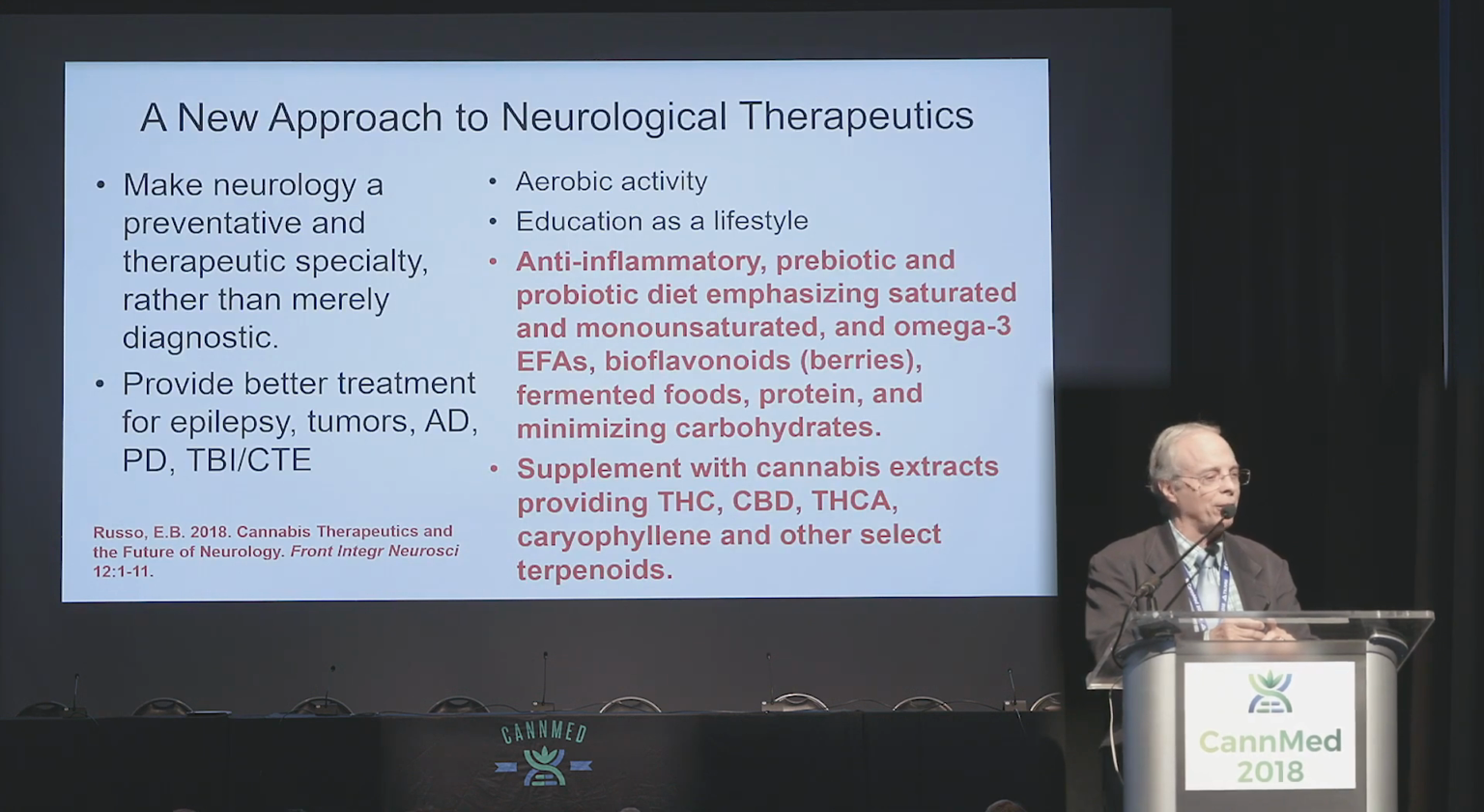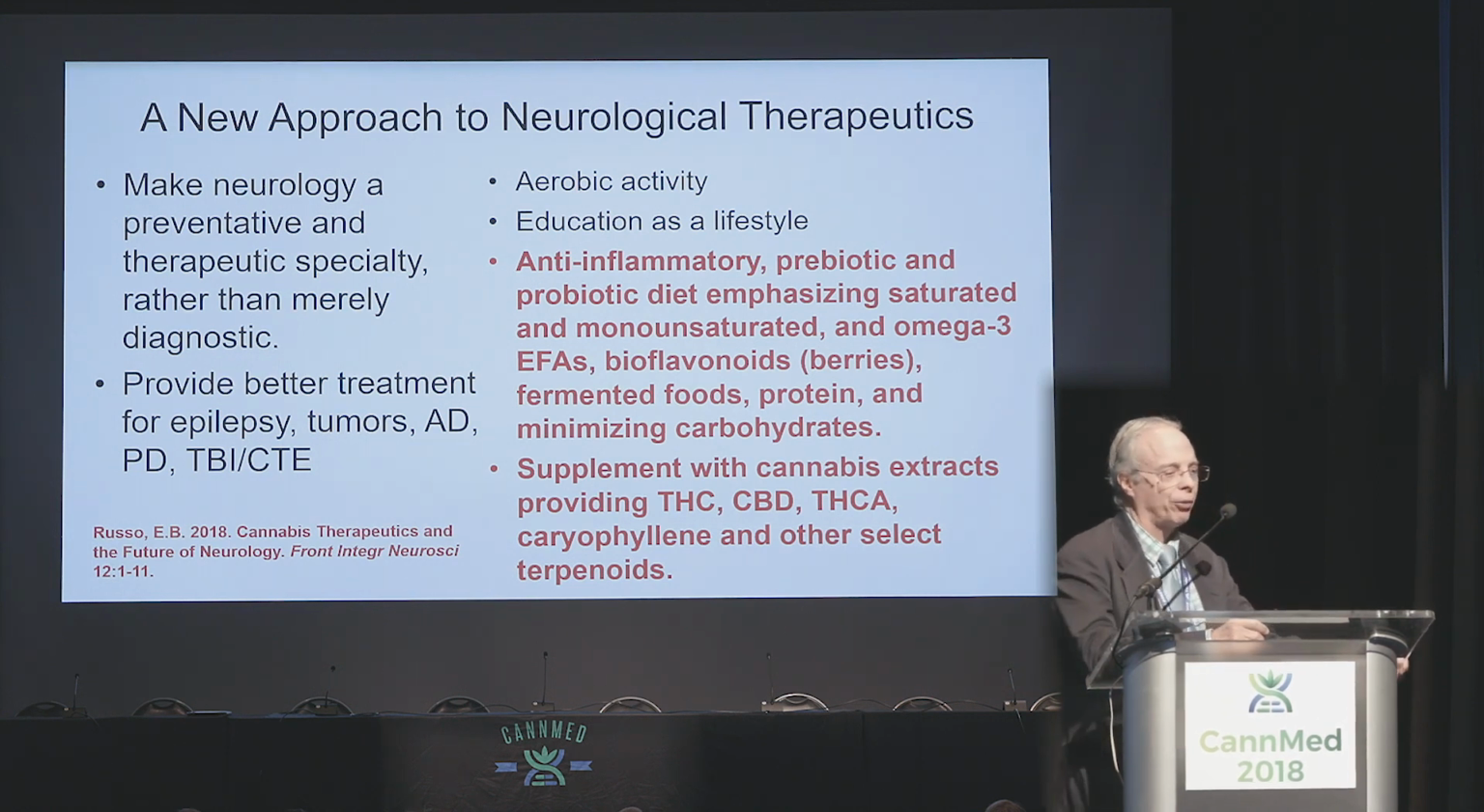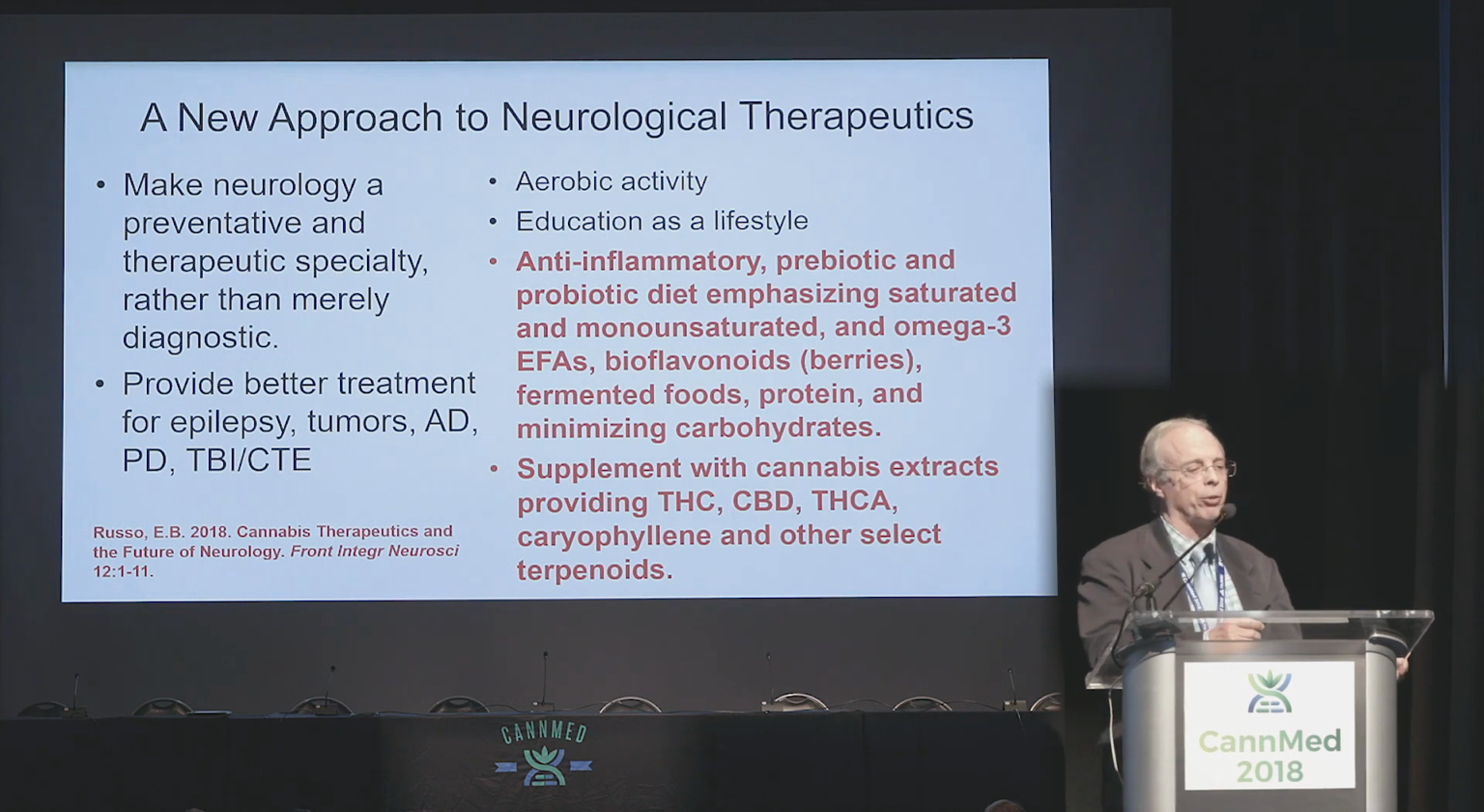So this suggests a new approach to neurological therapeutics. I have always said throughout my career that it needs to be a preventative and therapeutic specialty rather than just a diagnostic one, to provide better treatment for epilepsy, tumors, Alzheimer's disease, Parkinson's, traumatic brain injury, and chronic traumatic encephalopathy. Part of this includes aerobic activity, which is known to stimulate the endocannabinoid system. Education throughout life seems to help prevent dementia.